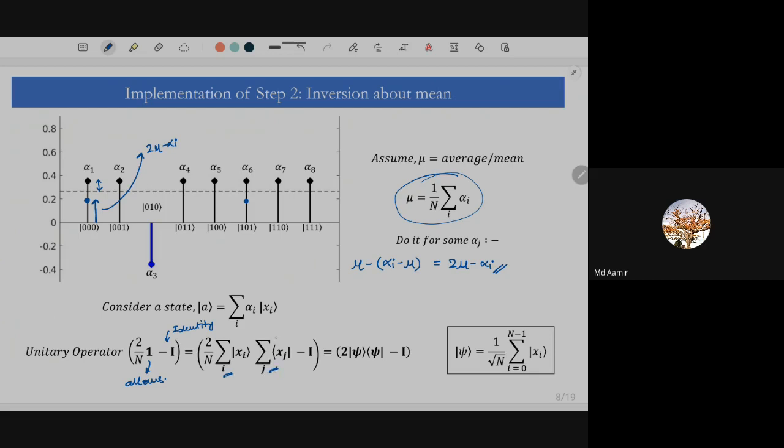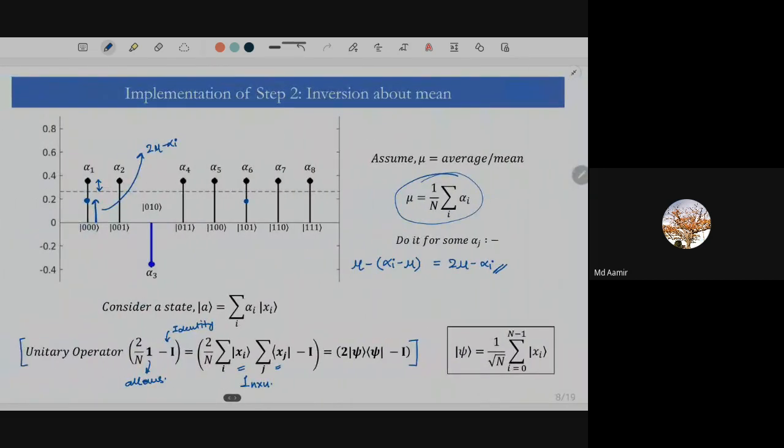So this will give us the one matrix, 1 n cross n. And if we try to simplify again, we can write this as 2 psi outer product with psi. This psi is the uniform superposition, because we can take 1 by root n here also and 1 by root n here also, and then we can write it as 2 psi outer product with psi minus I. So this is the unitary for the implementation of this inversion about mean.